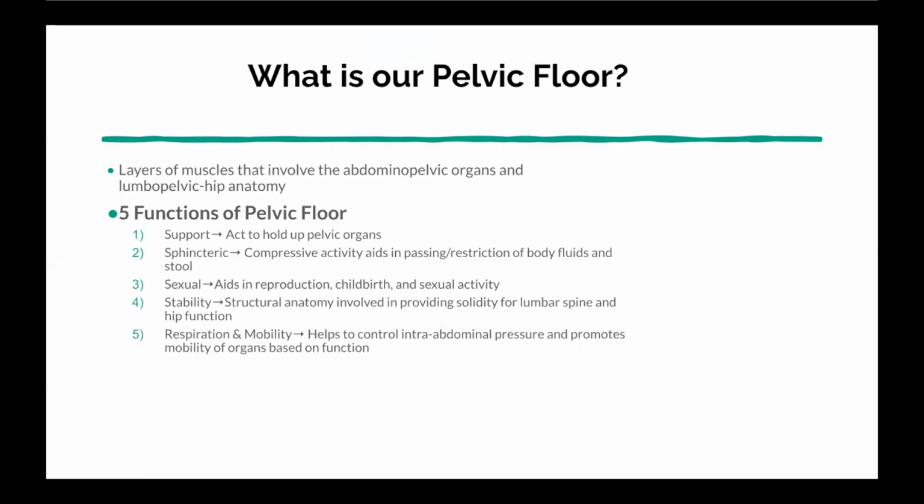And then these muscles, these 3-layered hammock kind of muscles, they have 5 main functions: to support, acting and holding up the pelvic organs. There's sphincteric function, there's sexual function, stability, which is very important, as we all know, when we're working with people who have hypermobility and or HEDS, and also respiration and mobility.